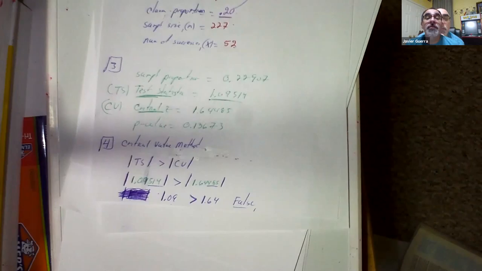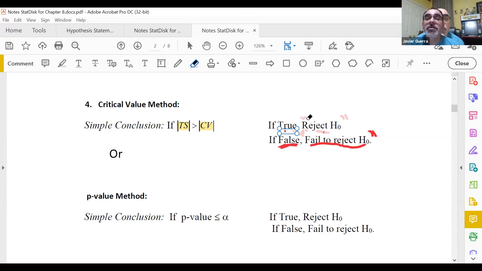So because that statement is false, what am I going to write? I'm going to write fail to reject. That statement was false. I'm going to write that statement right next to it. I'm going to write it big. Not big, but I'm going to write fail to reject H0 and underline it. We're going to need that result to answer step 5.